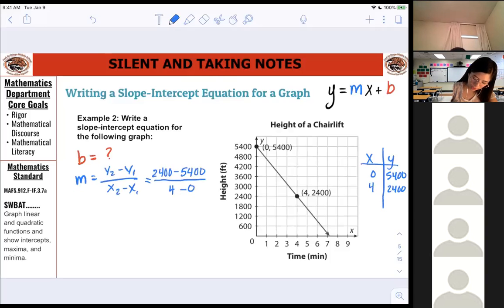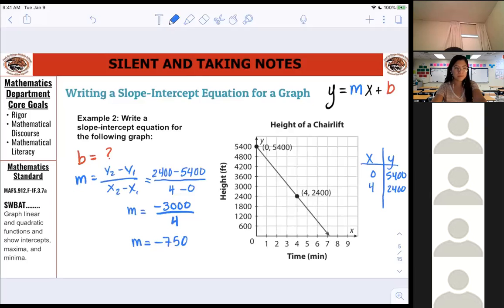Now we do the math. What's 2,400 minus 5,400? Negative 3,000. 4 minus 0 is 4. And now we divide. What's negative 3,000 divided by 4? Negative 750. What are my units? Height per minute. Height, and then what are they measuring the height with? Feet per minute.